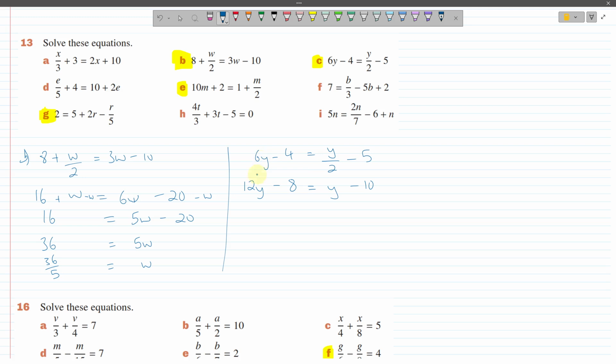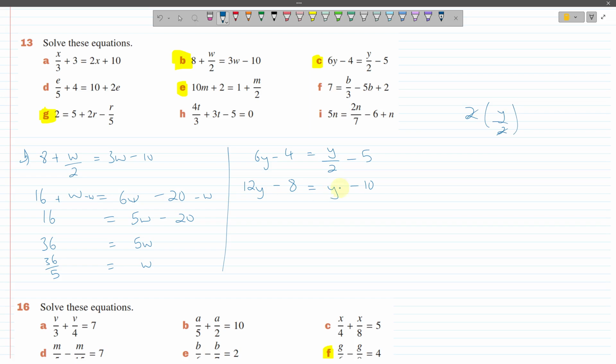6y times 2 is 12y. Negative 4 times 2 is negative 8. Negative 5 times 2 is negative 10. We also multiplied this by 2. So basically what we did was 2y over 2, and the 2's divided out, leaving you with just y. That's why we have just a y there.